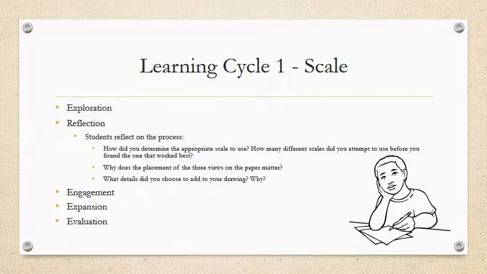Some of this is also a bit of a review from the previous class they had to take before this one, because we do cover scale and orthographic drawing in that class as well. But the three questions they have to reflect on are: How did you determine the appropriate scale to use? How many different scales did you attempt before you found the one that works best? Why does the placement of the three views on the paper matter in relation to the orthographic drawing? And what details did you choose to add to your drawing and why?